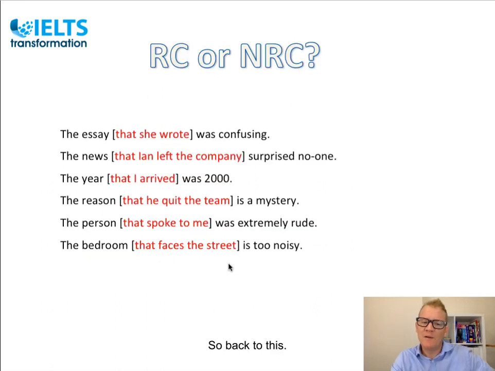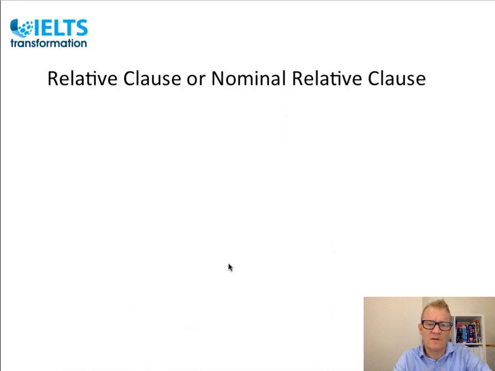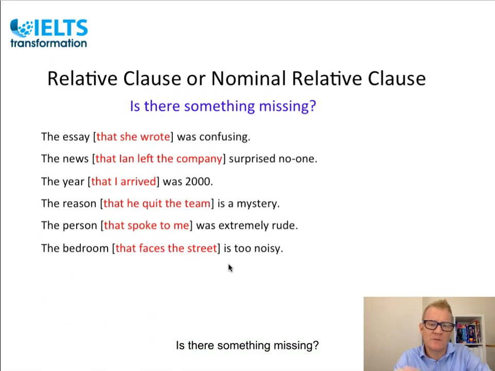Okay, so back to this. Relative clause or nominal relative clause. Is there something missing? Remember, a relative clause means there's something missing. So here, the essay that she wrote was confusing. Is there anything missing? That she wrote. Can we say she wrote? She wrote what? So in other words, the object is missing.